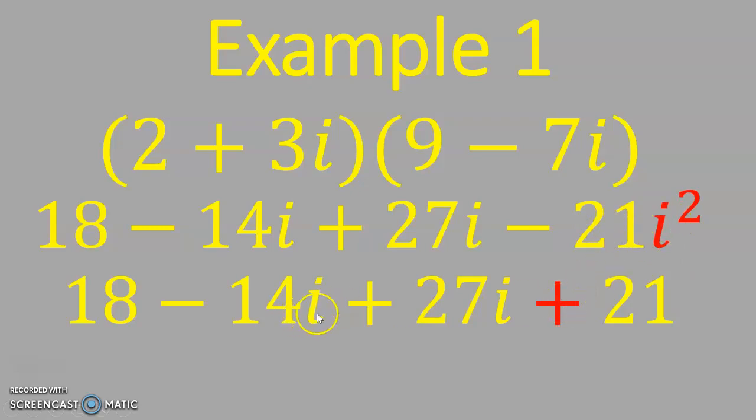Notice also that we kept the i's, like we said earlier. We like i's, we don't like i squareds. And then you simplify from there. 18 plus 21 is 39, -14i plus 27i is 13i.